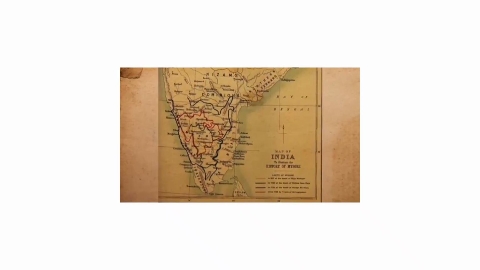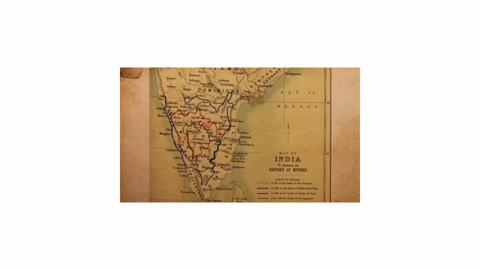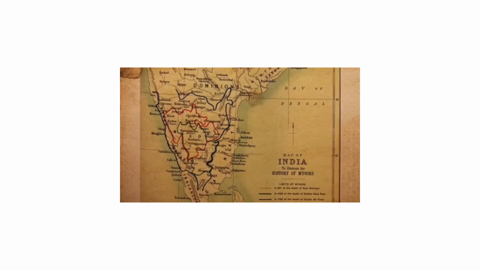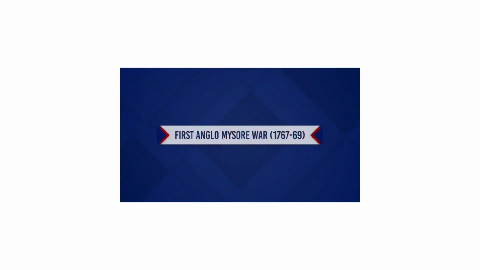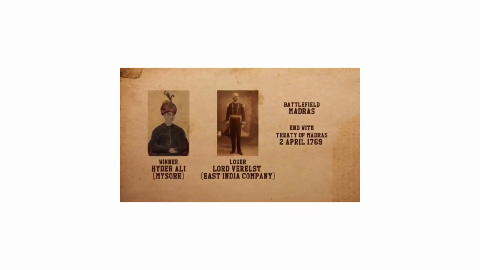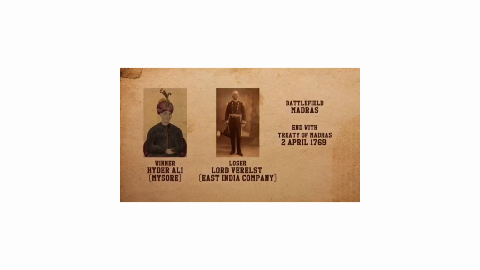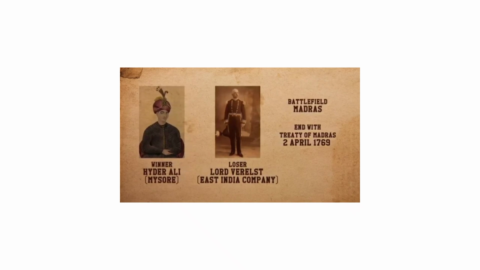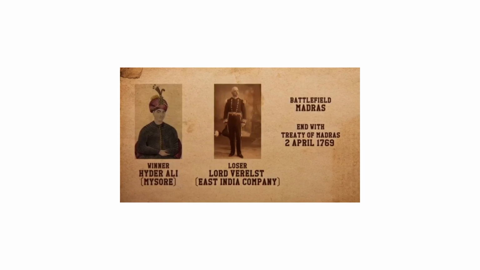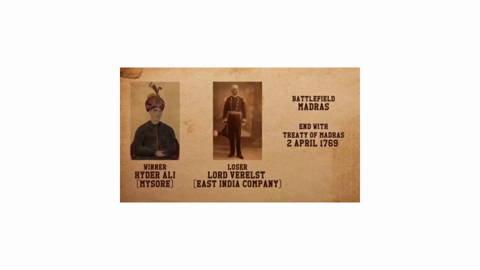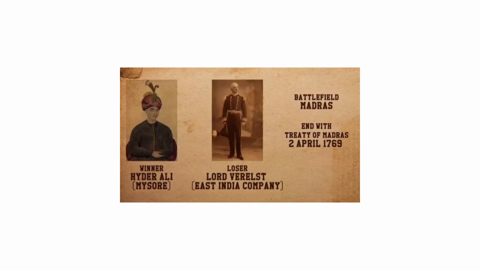For the conquest of Mysore, the English fought 4 wars with Mysore. Let us look at them one by one. The First Anglo-Mysore War, 1767 to 69. The battlefield was Madras, and it came to an end with the Treaty of Madras on 2nd April 1769 between Mysore and the British East India Company.